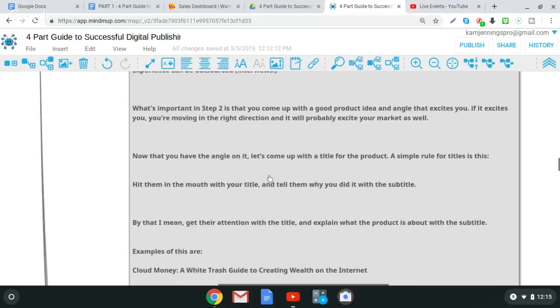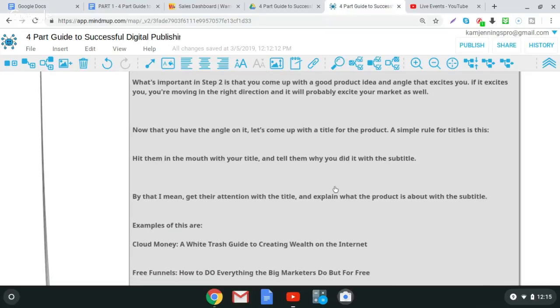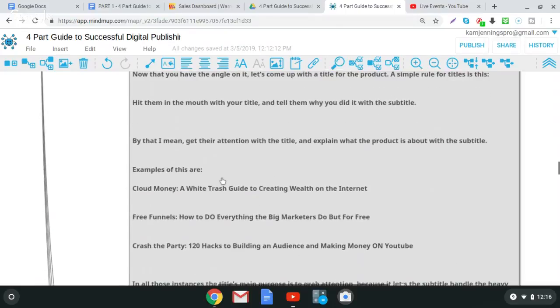Now that you have an angle on it, let's come up with a title for the product. A simple rule for the title is this: hit them in the mouth with your title, tell them why you did it with the subtitle. By that, I mean get their attention with the title and explain what the product is about with the subtitle.